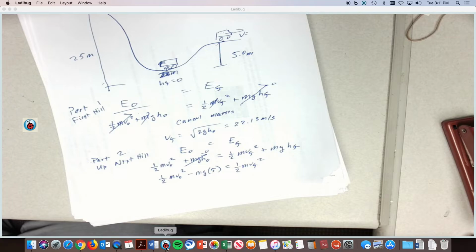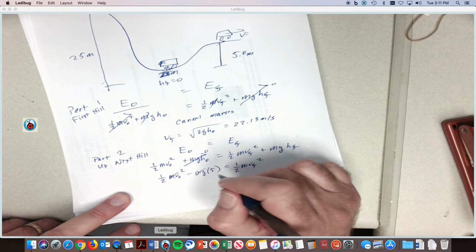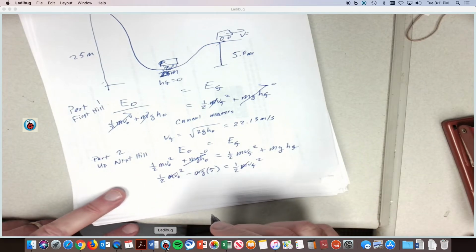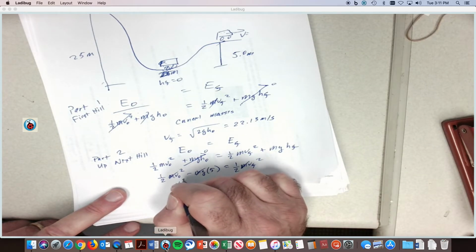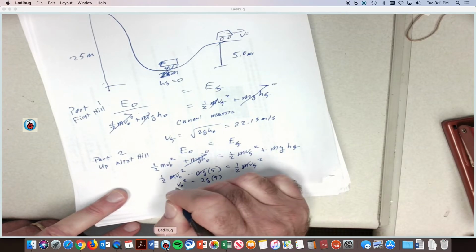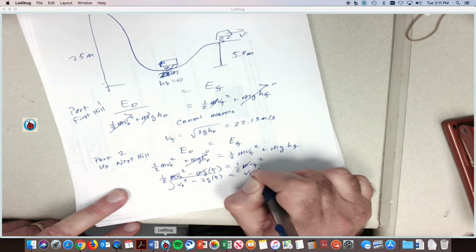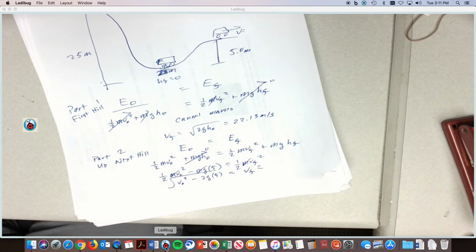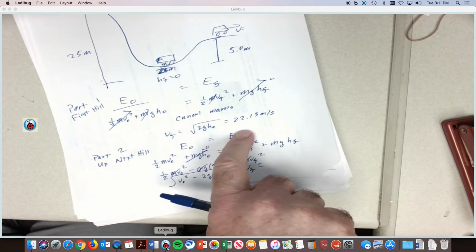And cancel the m's. Multiply by 2. We get v naught squared minus 2g times 5. Take the square root of that, and that equals v final, where v naught squared is the v final that we got from here.